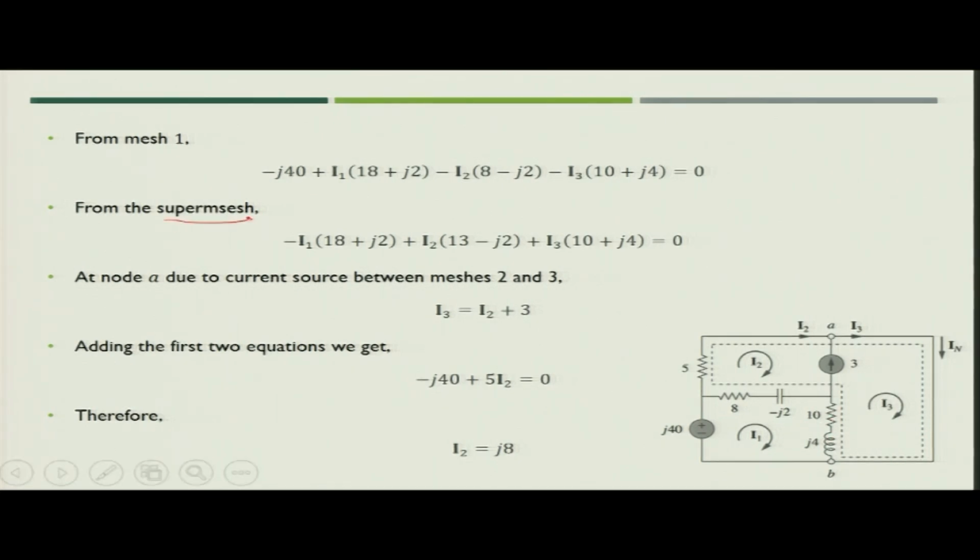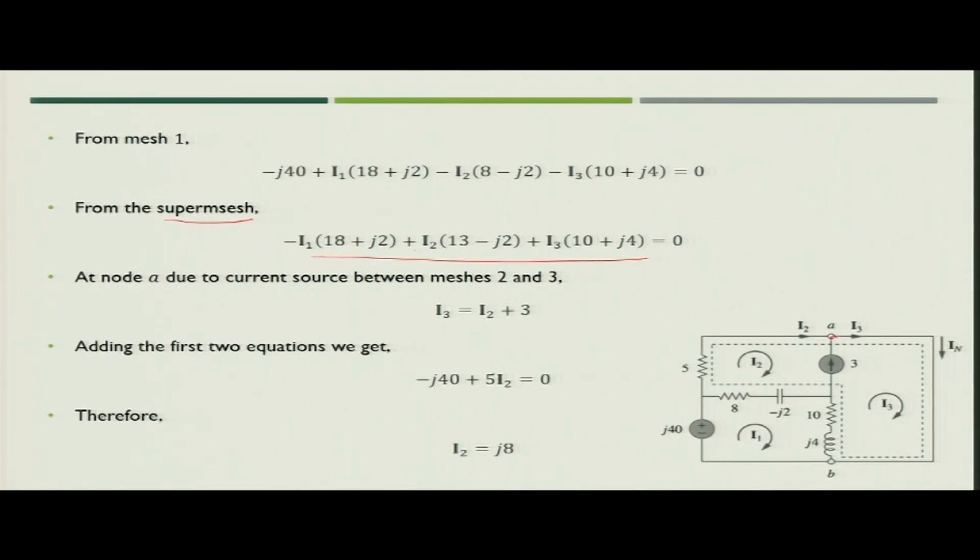Now, for the super mesh, what you can write? Minus I1 into 18 plus J2 for this segment because here I1 is in opposite direction of I3 as well as I2. So, you can write minus I1 into 18 plus J2, then plus I2 into 13 minus J2 because 8 plus 5 will become 13, 13 minus J2, plus I3 into 10 plus J4. So, you got the mesh equation for super mesh.